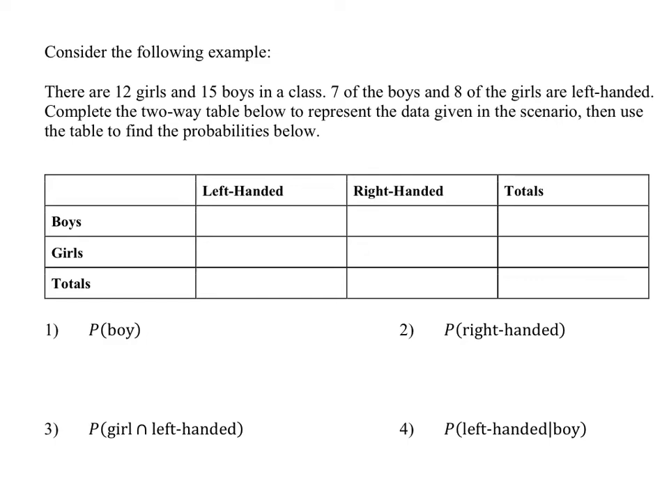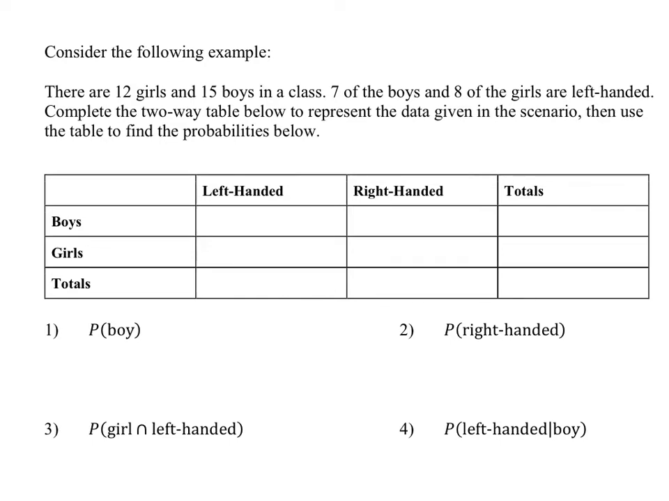In this lesson, you're going to learn about conditional probability. Consider the following example. There are 12 girls and 15 boys in a class. 7 of the boys and 8 of the girls are left-handed. Complete the two-way table below to represent the data given in the scenario. Then use the table to find the probabilities below.